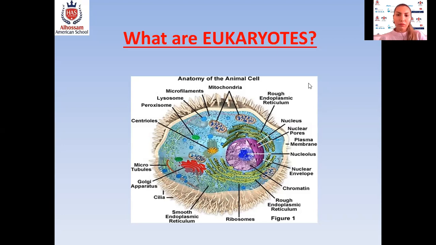Eukaryotic cells are bigger and more complex than prokaryotic cells. They are found in animals and plants. Prokaryotic cells are simpler and are found in bacteria and archaea only, and they are only found in unicellular organisms. Yeah, great job.